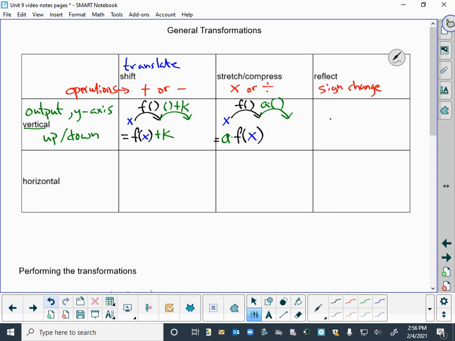The reflection, parent function again. This is a vertical reflection, and a vertical reflection is changing the vertical position. In order to do that, we need a horizontal mirror. So this is actually going to be a reflection over the x-axis. A reflection over the x-axis changes the vertical position, and so this is a vertical reflection.